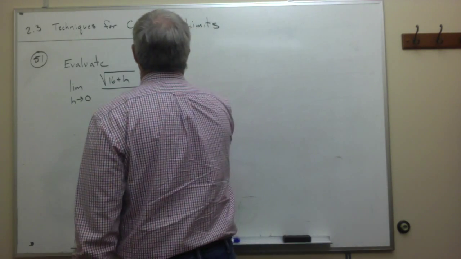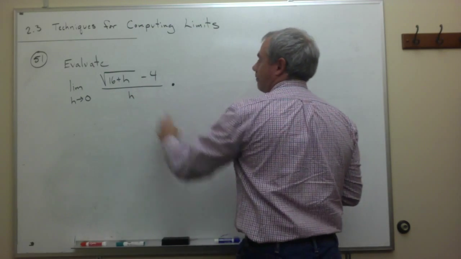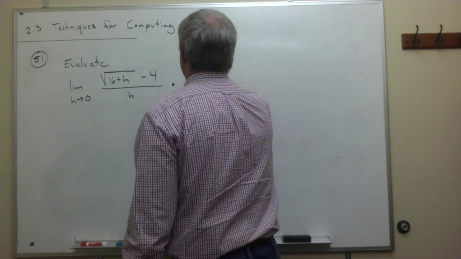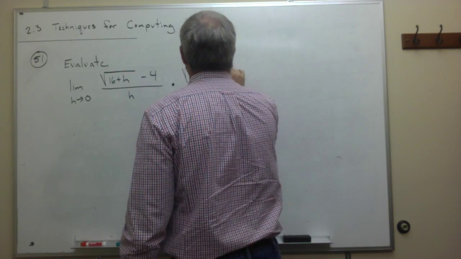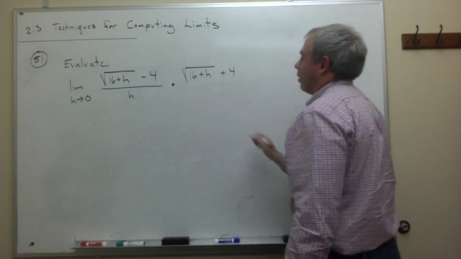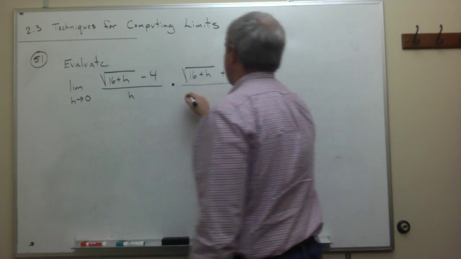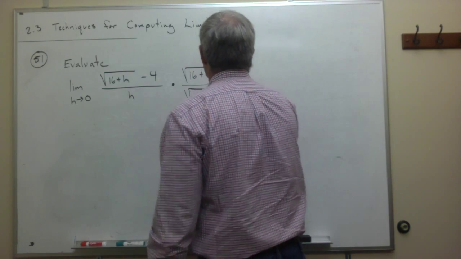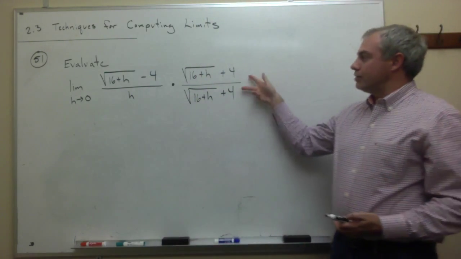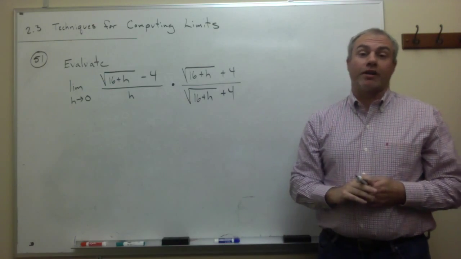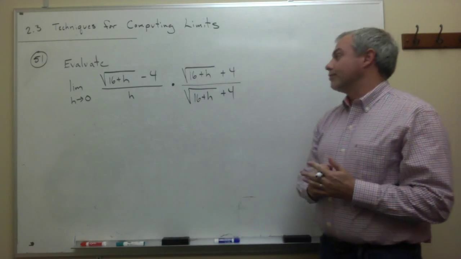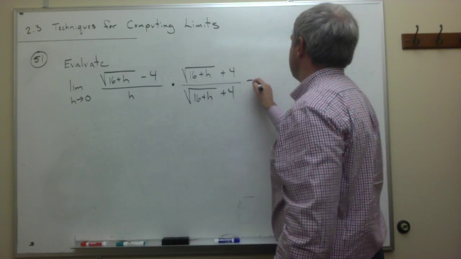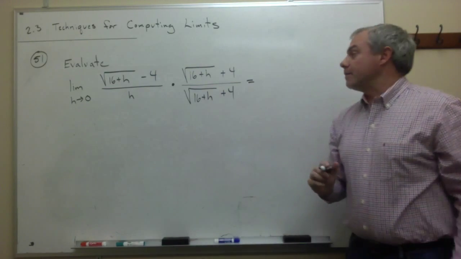I'm going to multiply the top and the bottom of this fraction by the conjugate of the top, which is the square root of 16 plus h plus 4. And on the bottom, I'll also multiply by the square root of 16 plus h plus 4. And notice that all I'm really doing here is multiplying by 1, which is always okay to do. So we will go ahead and multiply this out. And when I do, hopefully, life will be better for us.